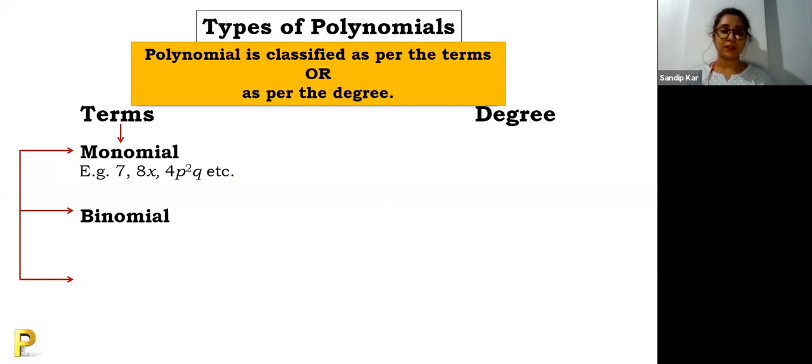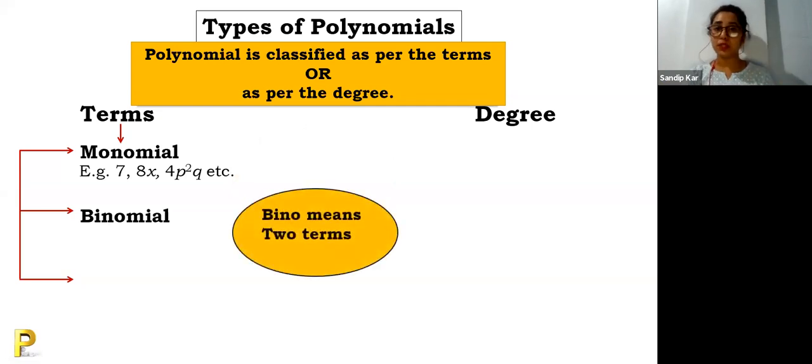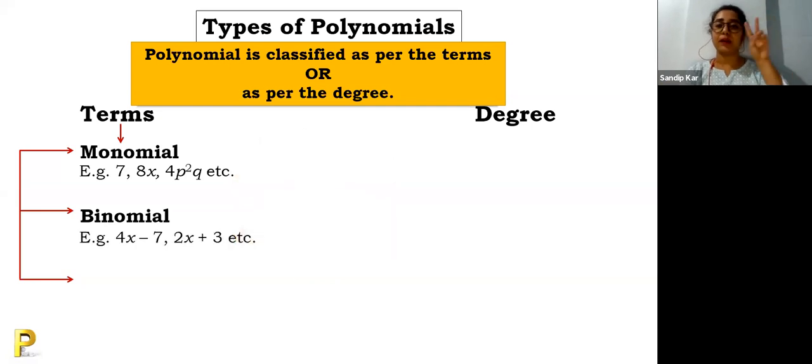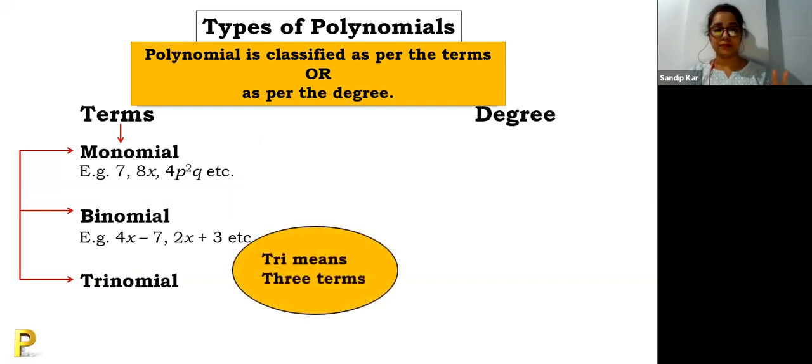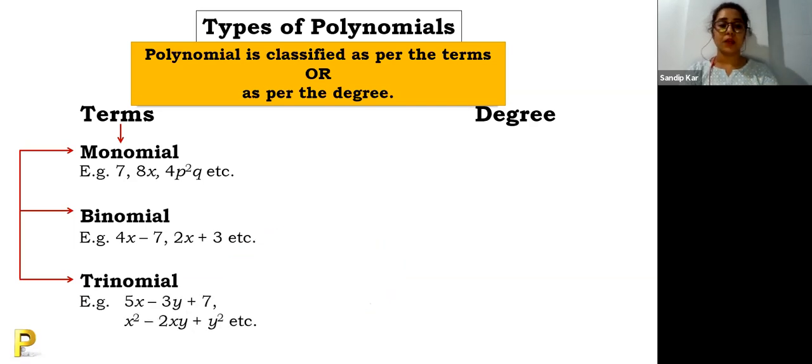Next, we have a binomial. Bi means two terms, so in this polynomial, we'll have two terms. Next, we have trinomial. Tri means three terms, so in this trinomial, we'll have three terms. For example, 5x minus 3y plus 7, x square minus 2xy plus y square.